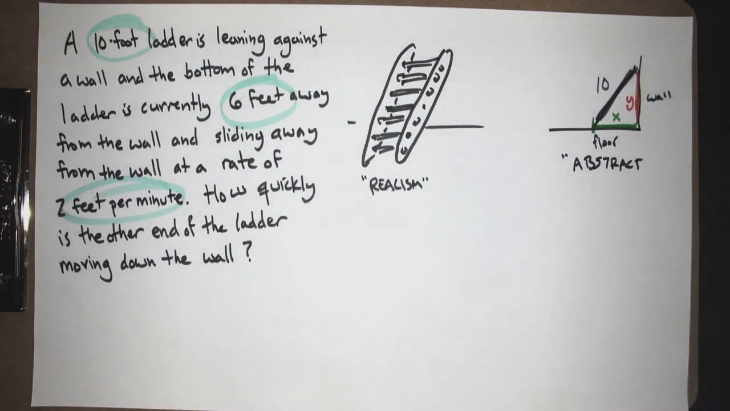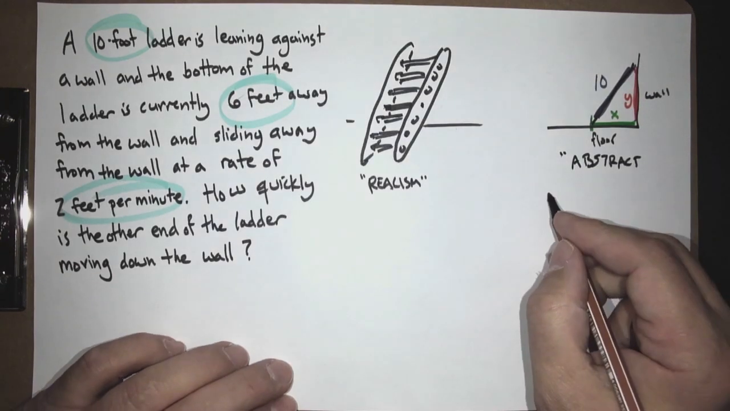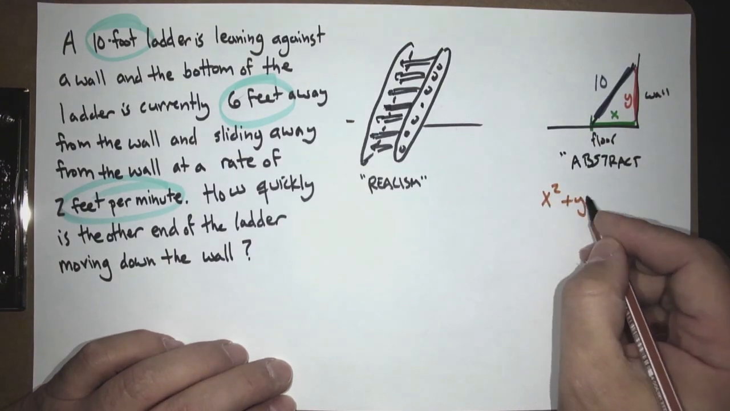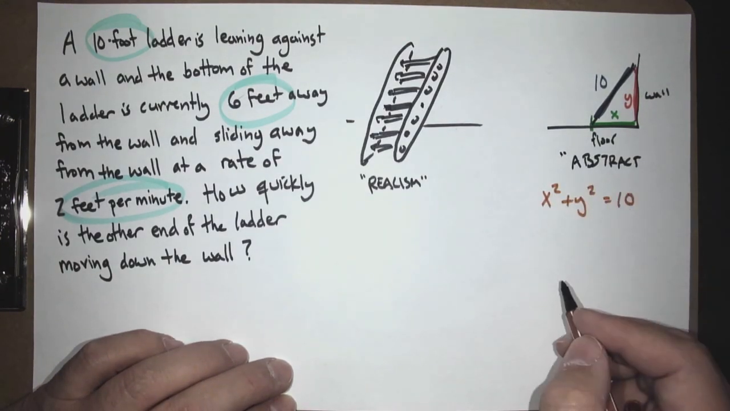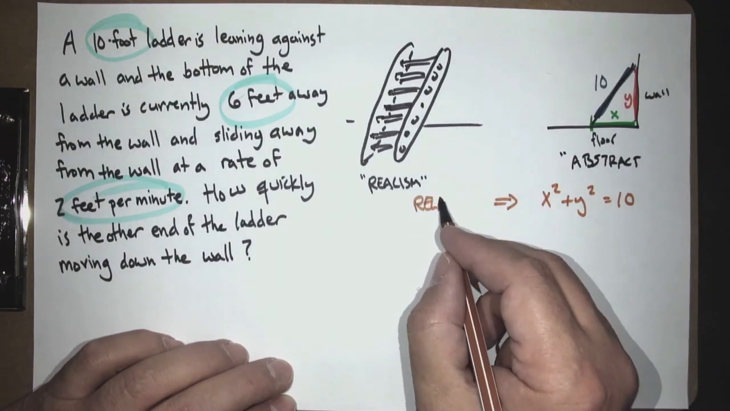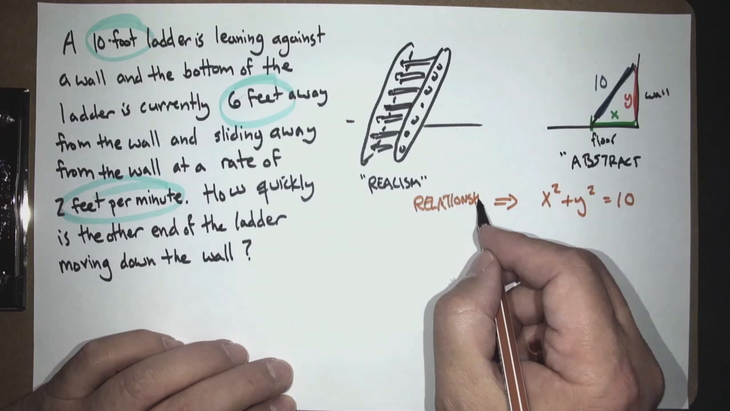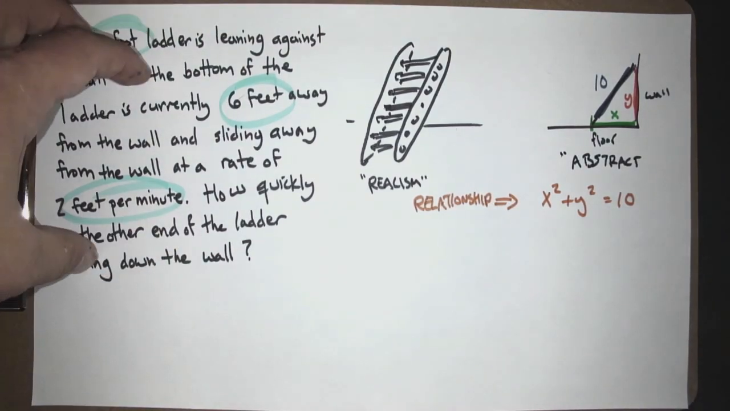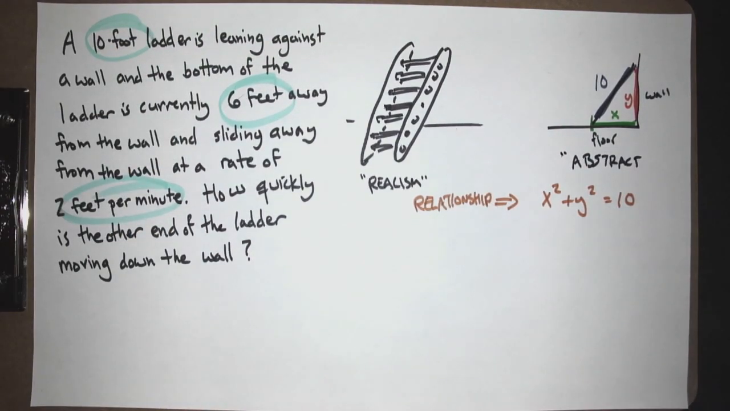Well, looking at our setup, can you think of anything which connects these three items? X, Y, and 10. Right triangle, right? Pythagorean theorem. So what do you have? Pythagorean theorem, x squared plus y squared equals 10 squared. All right, so this is our relationship. This is, in some sense, the hard part. You have to translate the problem into the relationship.